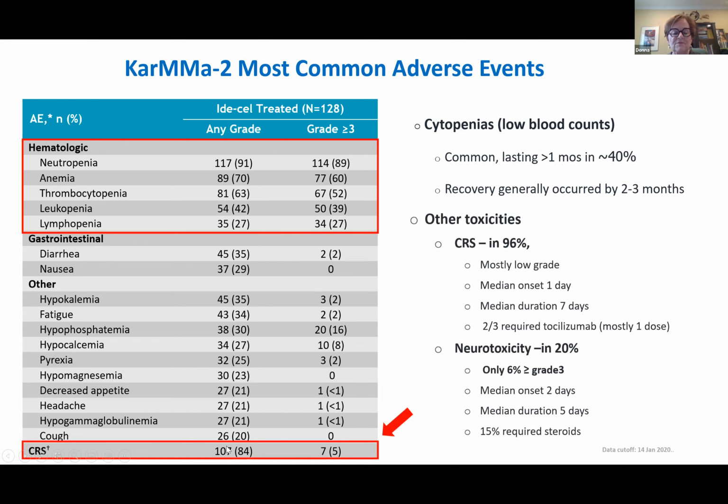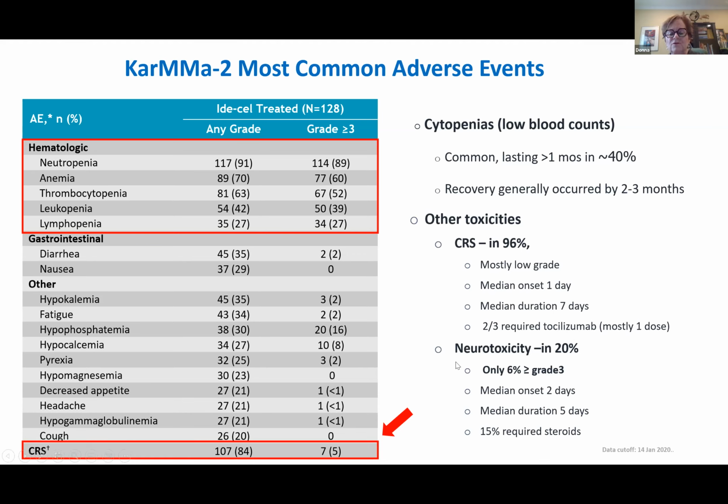Cytokine release syndrome is very frequent. It's low grade in most. In ide-cel, it occurs early, lasts about a week, and about 2/3 require what I would call the antidote. Tocilizumab is a rheumatoid arthritis drug that neutralizes one of the cytokines that's released in the T cell killing of the myeloma cells, and that usually settles the process.